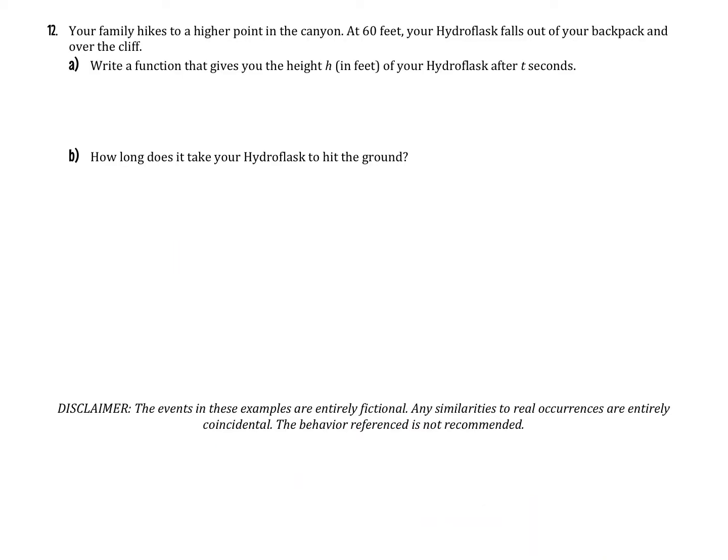All right, number 12, your family takes a hike to a higher point in the canyon. At 60 feet, so we have a new initial height, your hydro flask falls out of your backpack. You're really having a bad day with your supplies here. Your hydro flask falls out of your backpack and over the cliff. Write a function to model this situation. So now our function is going to be h of t is negative 16t squared plus our new initial height, which is 60. And maybe let's pick a different letter since we used h on the last one. Let's call this g.